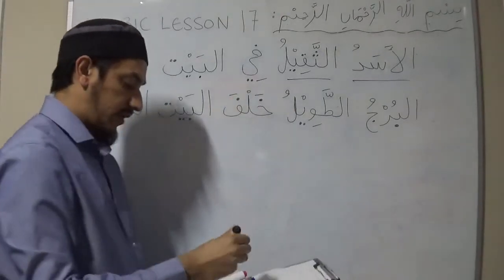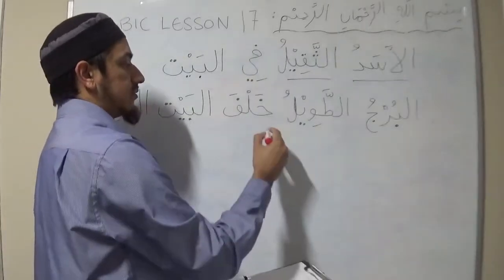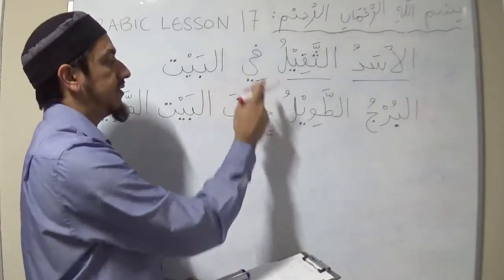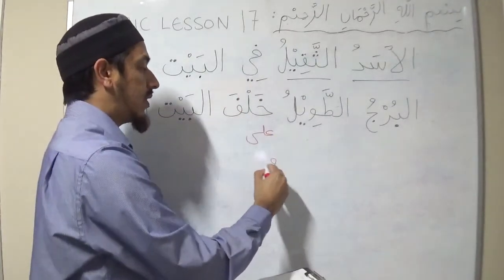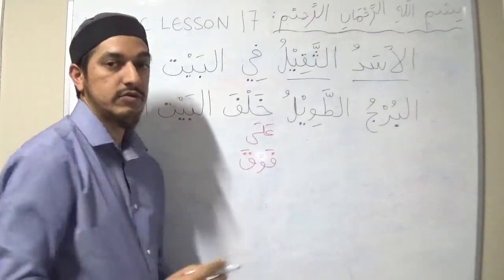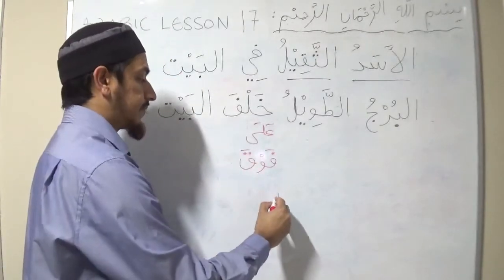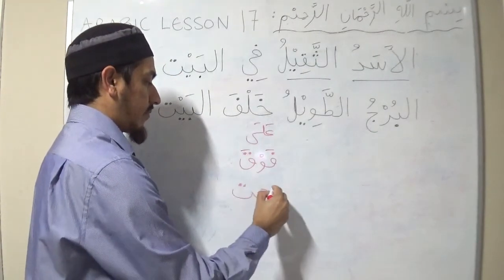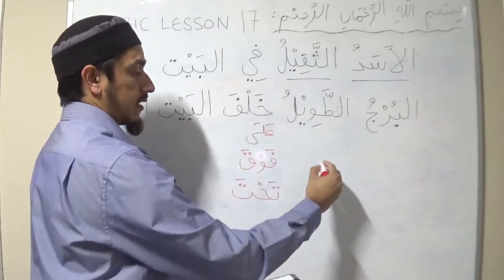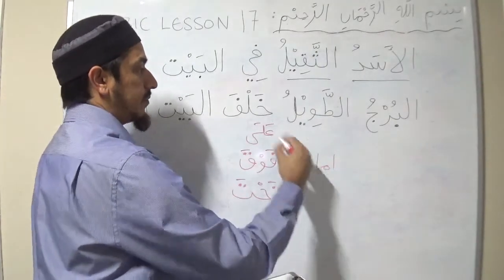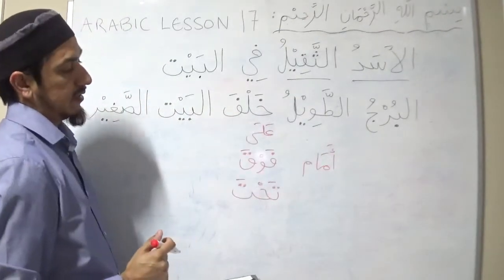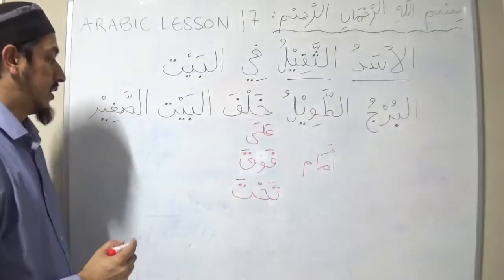Okay, so we have fi, we have ala, and just saying a few more, we had khalfa, and that's behind, fi, in, ala, on, we had fawqa, so just the revision, we had tahta, under, amama, opposite of khalfa, in front of, khalfa, behind, ala. So that was a few things we learned.